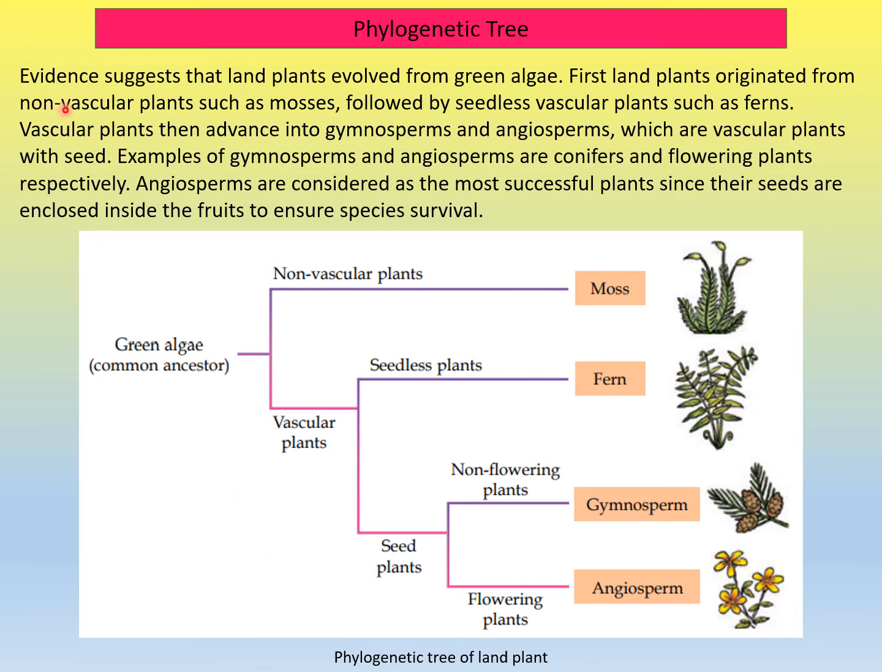Phylogenetic tree. Evidence suggests that land plants evolved from green algae. First, land plants originate from non-vascular plants such as mosses, followed by seedless vascular plants such as ferns. Okay, this is moss and this is ferns. Okay, and then vascular plants advance into gymnosperms and angiosperms. So gymnosperms are non-flowering plants and angiosperms are flowering plants. So these are vascular plants with seeds. Okay, so angiosperms are considered the most successful plants since their seeds are enclosed inside the fruit to ensure the species' survival.